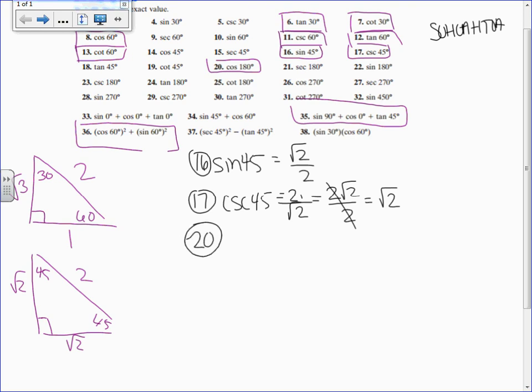And next we had to do number 20. Now 20 asks for the cosine of 180. 180 is not from a special right triangle, okay? But 180 is one of our quadrantals. If I'm on the unit circle, 180 means I'm right here at this point, specifically, the point -1, 0. Cosines are my x values on the unit circle, so the cosine of 180 is just -1.